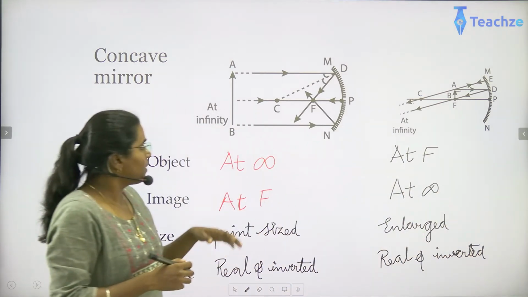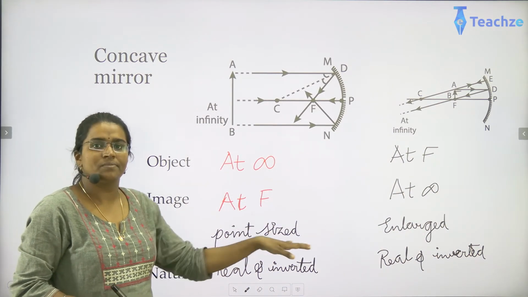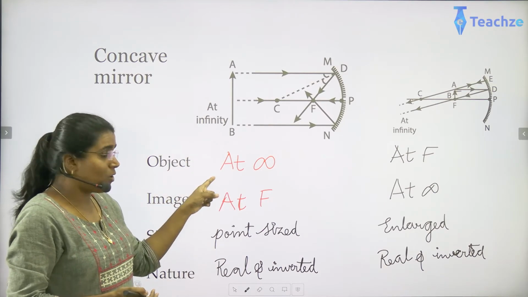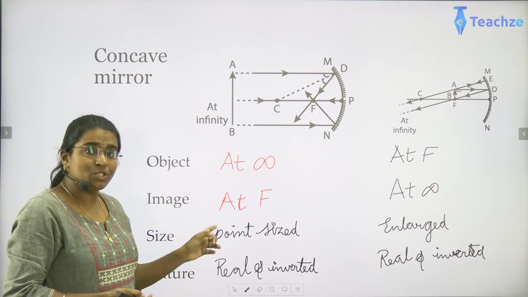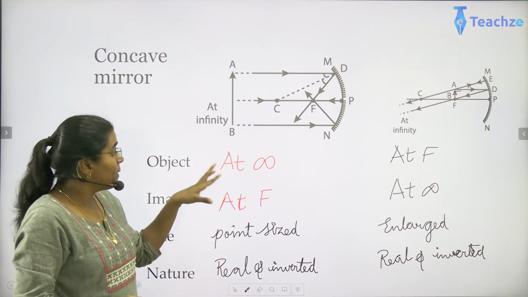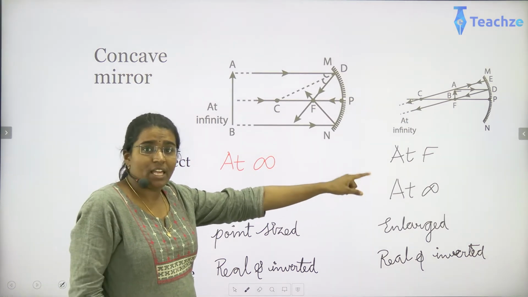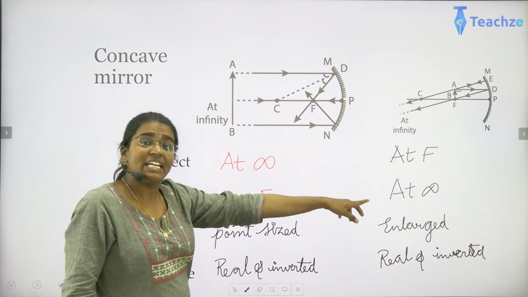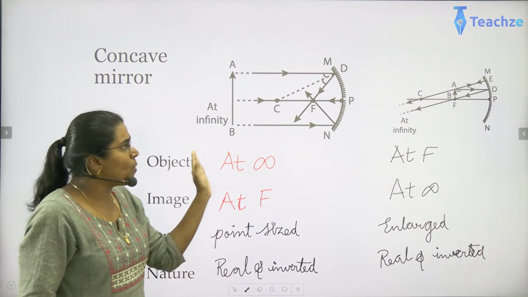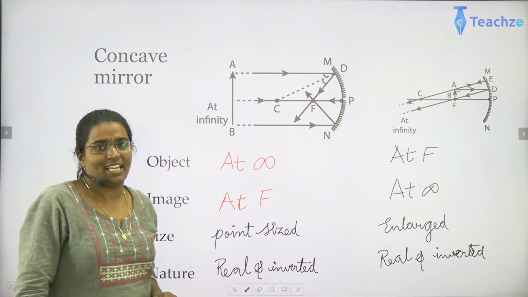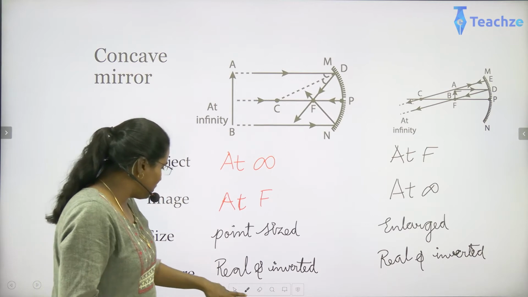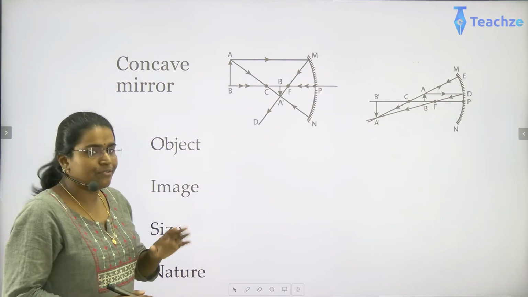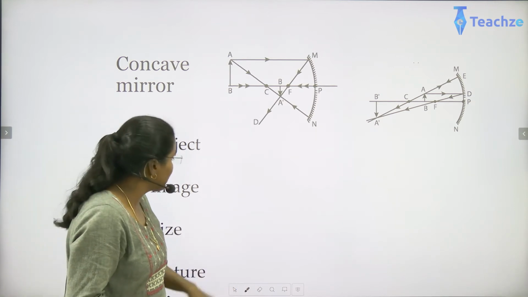Can you see the difference? Can you find out anything similar? When I keep my object at infinity, my image will be at F. But the opposite is the second case: if I keep my object at F, my image will be at infinity. Good. So the second case is just the opposite of the first case. Okay, we'll move on to the third and fourth case.